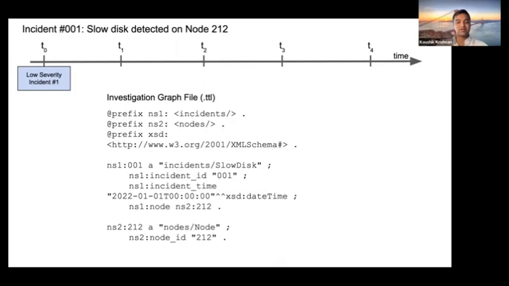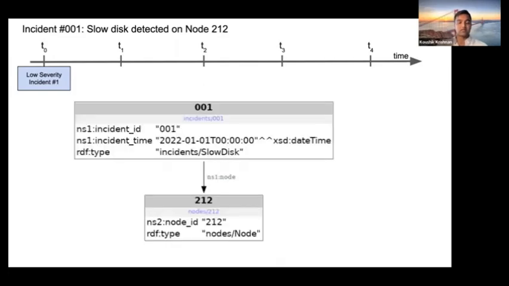And obviously this is not very useful to look at. So if we visualize this with GraphViz, we can see this is what the graph looks like. So we have our slow disk incident represented as a vertex. Then we have the edge, which is a node, and then we have our node 212, which is another vertex, which is saying this node has a slow disk. And then we can save this file in some cloud storage.